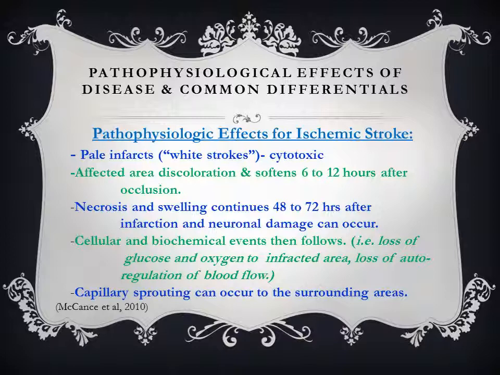Cellular and biochemical events then follow. For example, loss of glucose and oxygen to the infarcted area, and a loss of autoregulation of blood flow. Capillary sprouting then can occur to the surrounding areas.